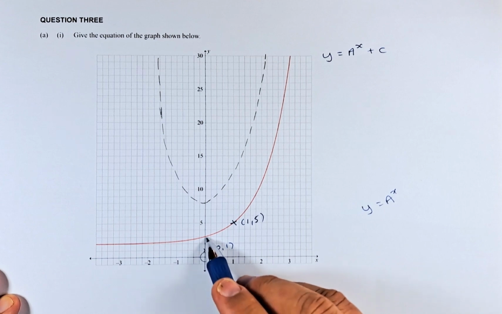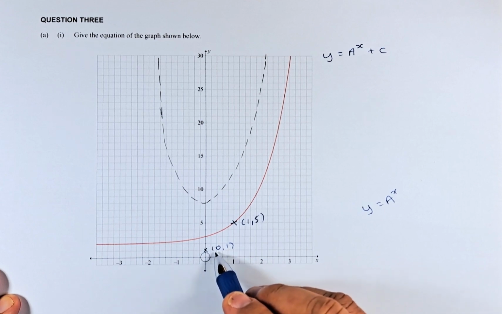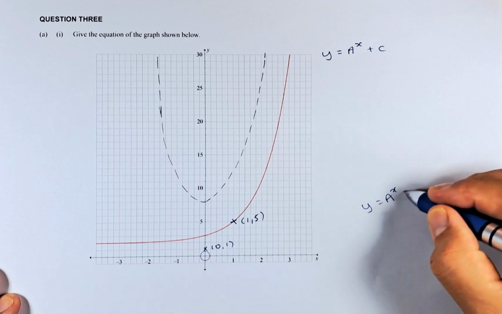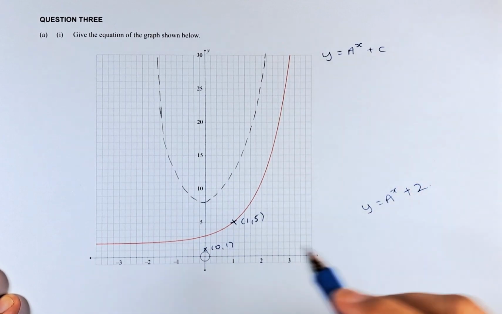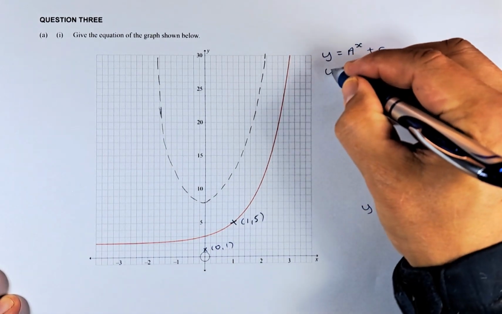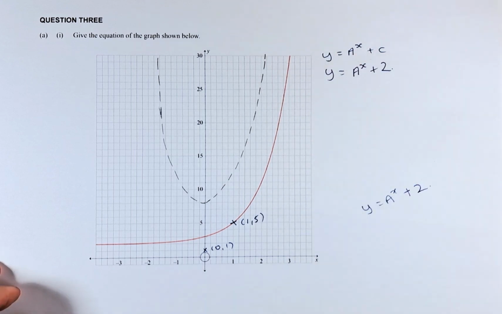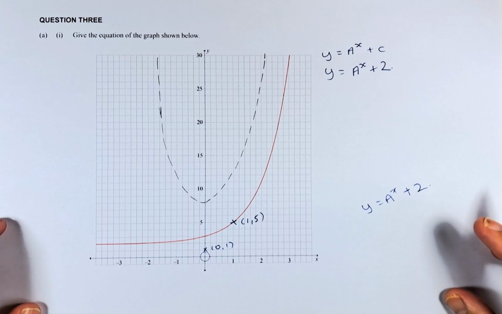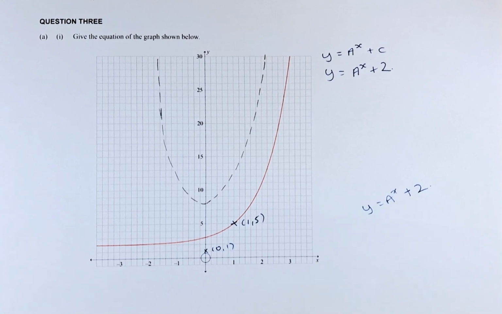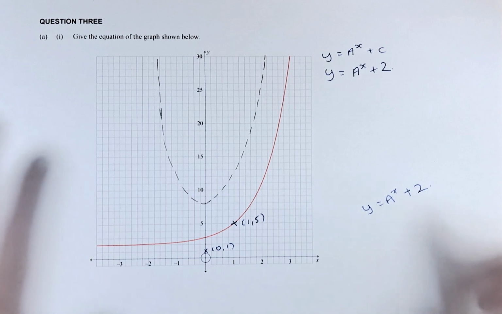Because it has gone up 2 points, it means it has plus 2. So the equation for that graph is going to be y equals a^x plus 2. Now the next step we're going to do is find the value of a. Once we find the value of a, we are all sorted and we'll get an achieve for this question.